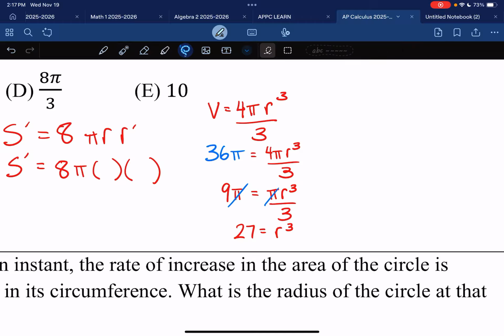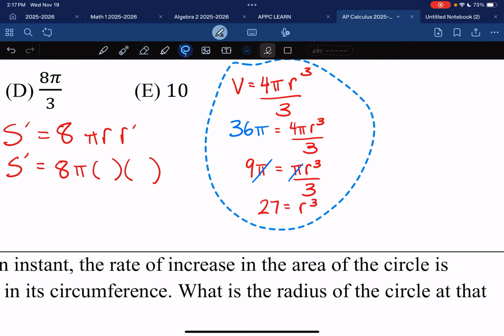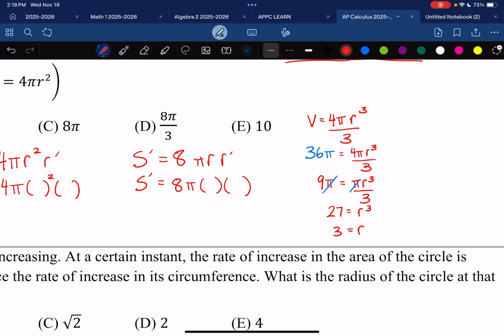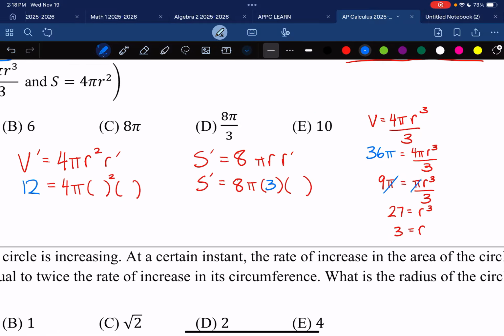I realize I just need room for one more line, so you are going to move up just a wee bit, and if I take the cube root of 27, you should know that's 3. 3 is equal to r. All right, so now that I know a value of r, I can plug in 3 everywhere. This r is 3. This r over here is also 3. And, oh, that means I have one variable unknown.